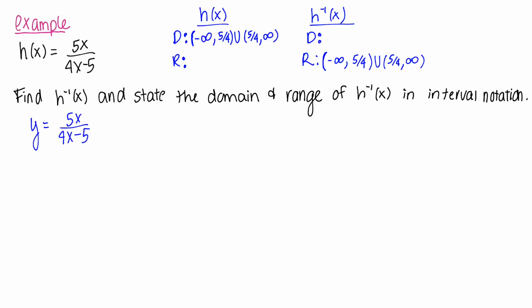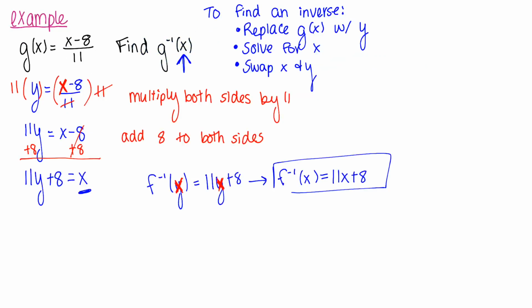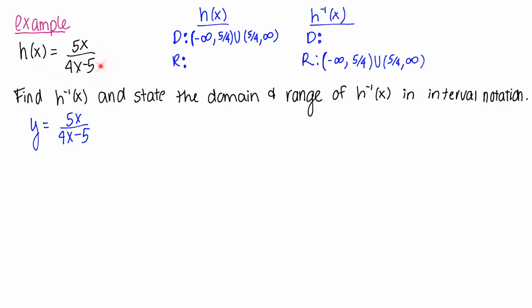Now, these rational functions have a trick, and it's important to know this trick because this is going to come back later on in calculus. You're going to be using this trick again. The trick with rational functions: the last example had a number in the denominator, no x's in the denominator. This has an x in the denominator, and that makes things more difficult. So there's an x in the numerator and in the denominator. So trick, you always start by multiplying both sides by the denominator. So I'm going to multiply by 4x minus 5 on both sides.